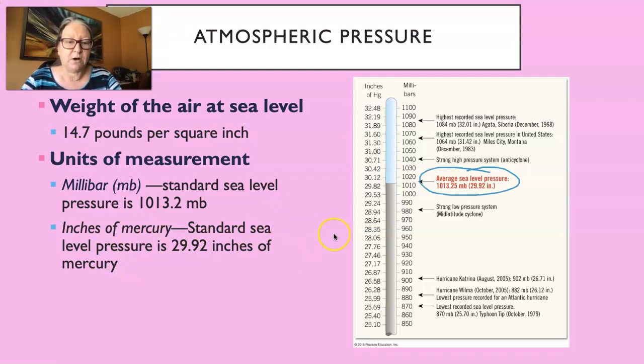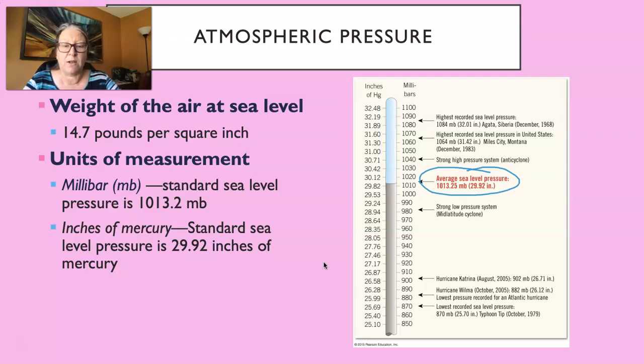So what I have here on this scale is average sea level pressure. It turns out that on average, the sea level pressure is 1,013.25 millibars. Now, if you think about the metric system and millimeters and meters, in units of pressure, a millibar is part of a bar. In fact, there are 1,000 millibars in a bar of pressure.